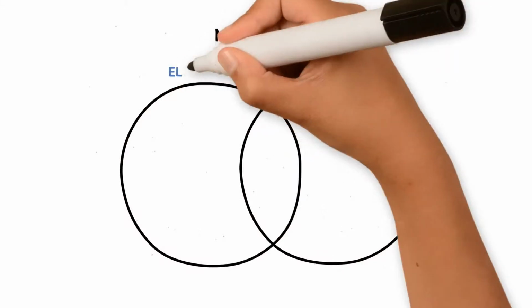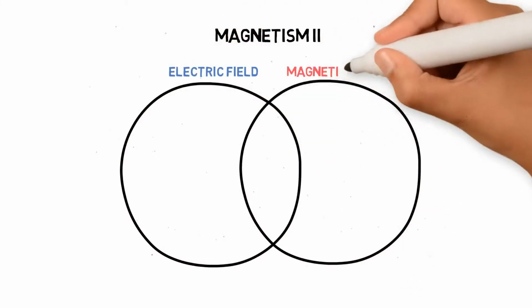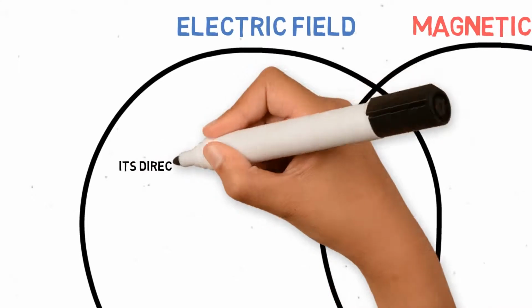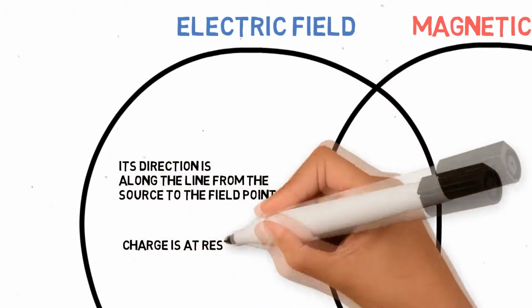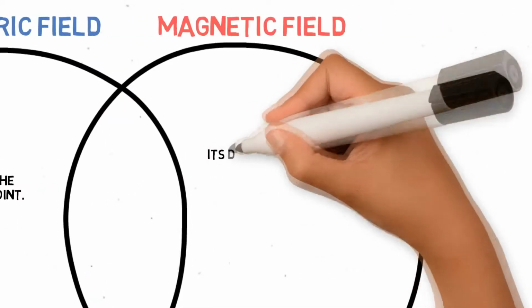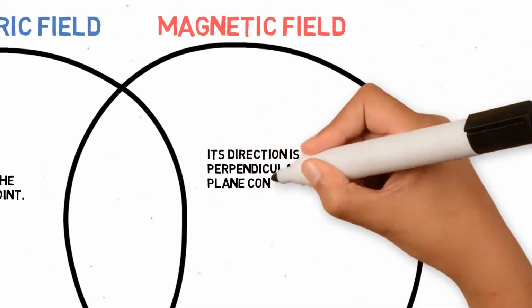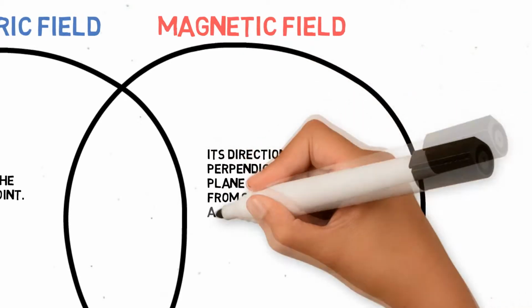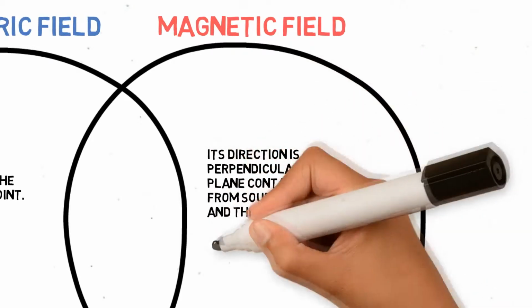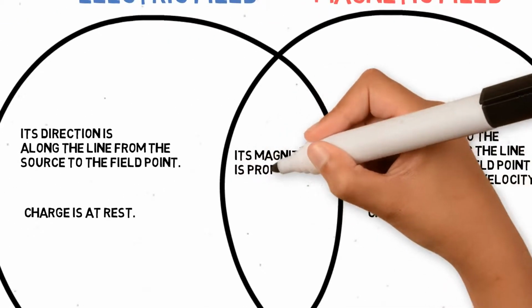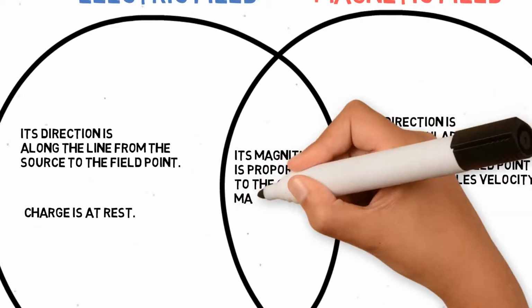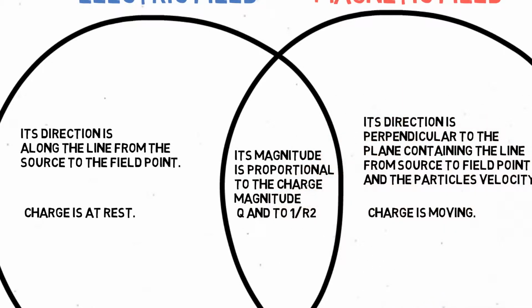Electric field and magnetic field vary in the direction and its charge. The direction of the electric field is along the line from the source to the field while its charge is at rest, while in magnetic field, its direction is perpendicular to the plane containing the line from source to field point and the particle's velocity while its charge is moving. Both the magnitude of the electric field and magnetic field are proportional to the charge magnitude, which is Q, and to 1 over r squared, which means it is inversely proportional to the square of the distance.